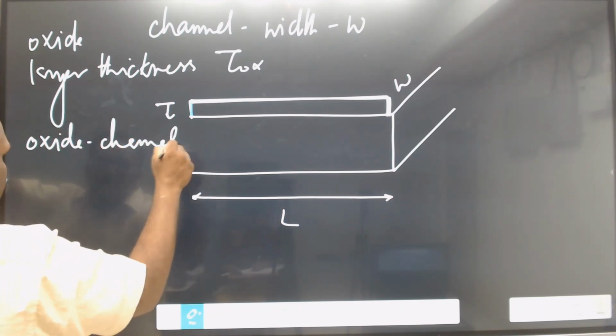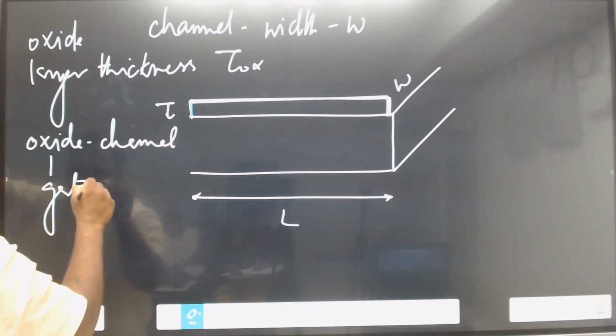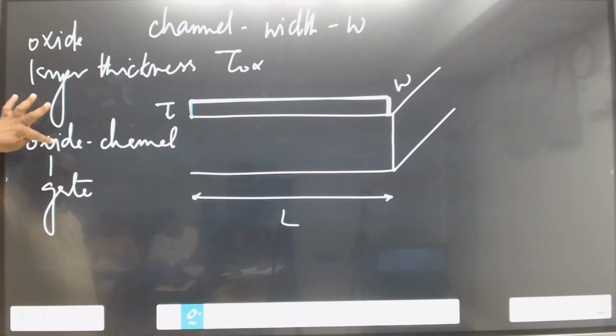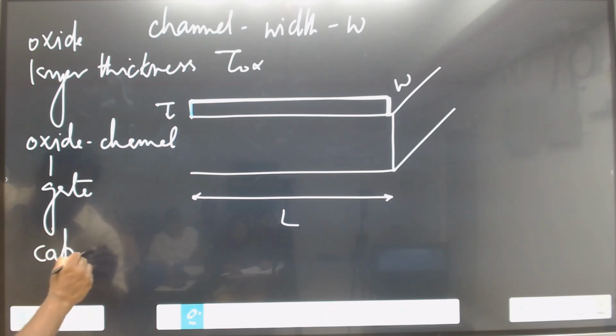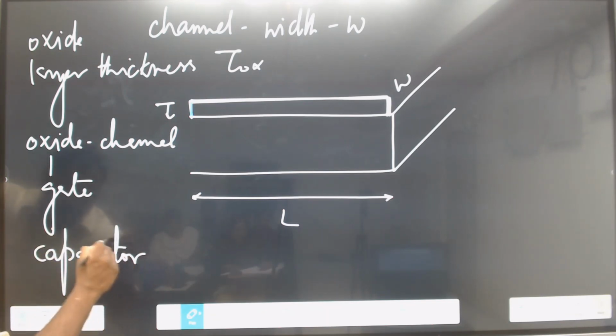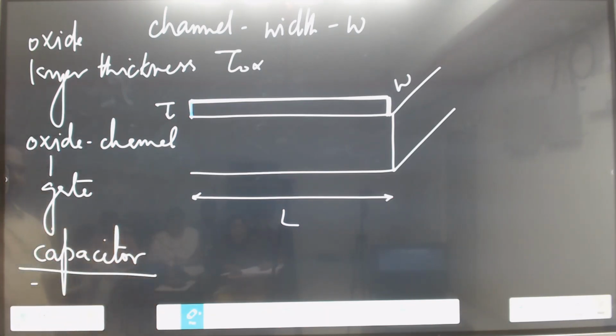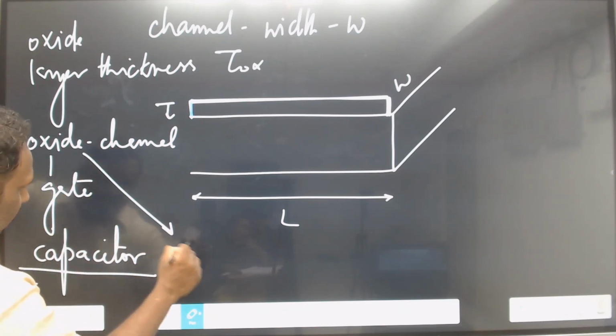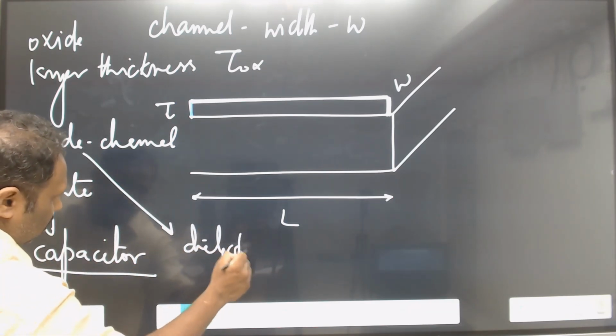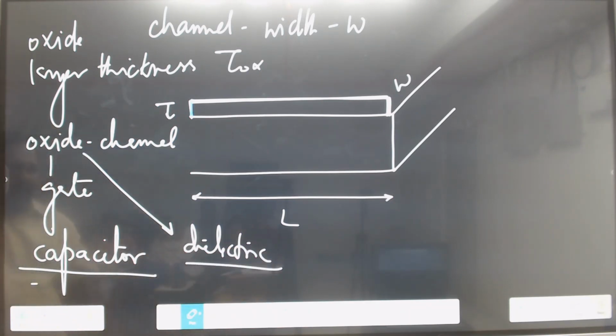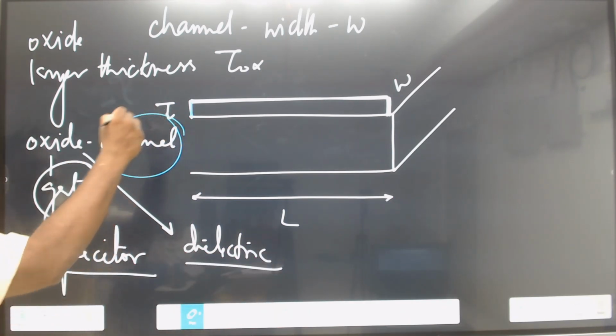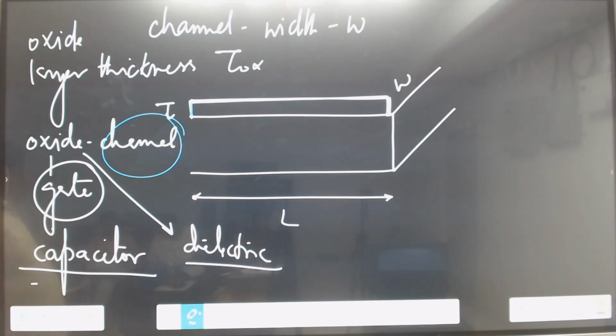Channel on one side, gate on the other side. What does it form? Gate, oxide, channel: one side gate, one side channel, one side oxide. What does it form? It forms a capacitor. Why? Because the oxide layer is a dielectric, the gate is a good conductor, and the channel is a good conductor, so it forms an excellent capacitance.